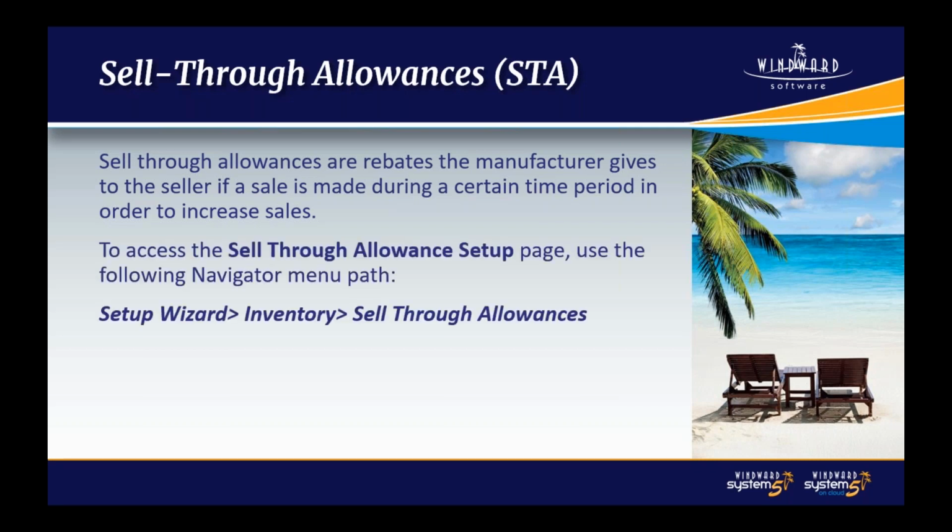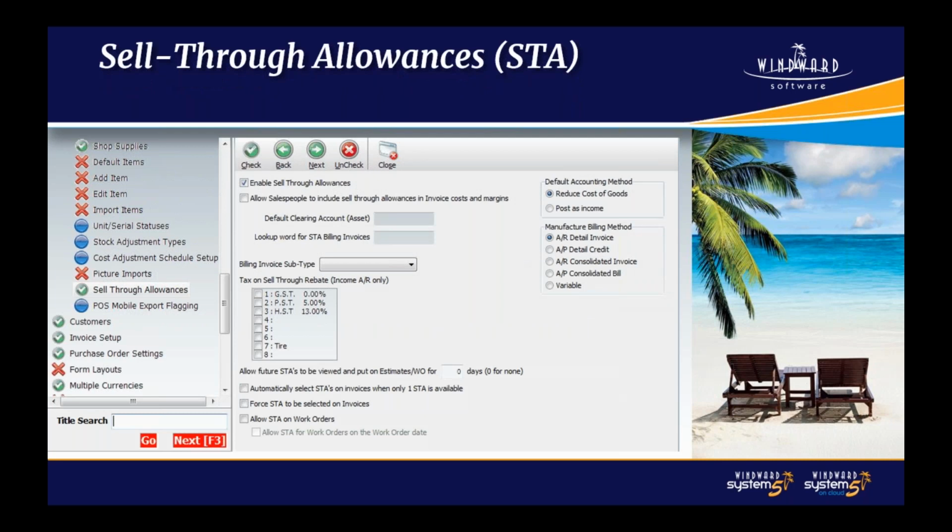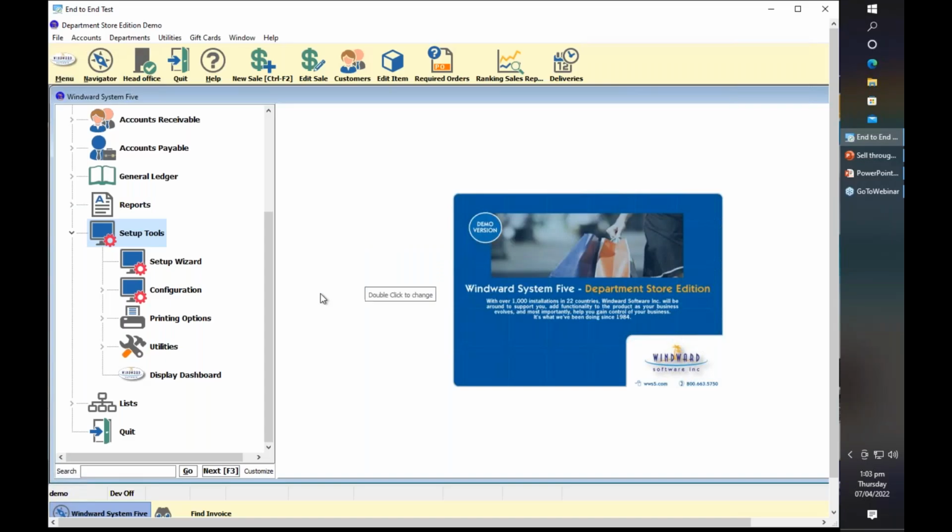To access the sell-through allowance setup page, we will be following the navigator menu path, which is Setup Wizard, Inventory, Sell-Through Allowances. Once you click on that, you will get this page right here, wherein you can see the different options. What we'll be doing now is going directly to the live demonstration, and at the same time, I'll be explaining the different options. So let's go to the live demo.